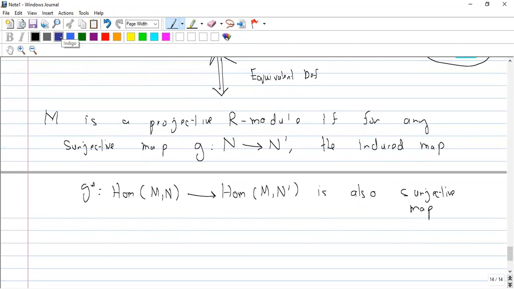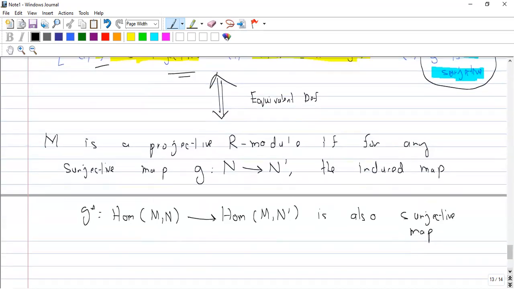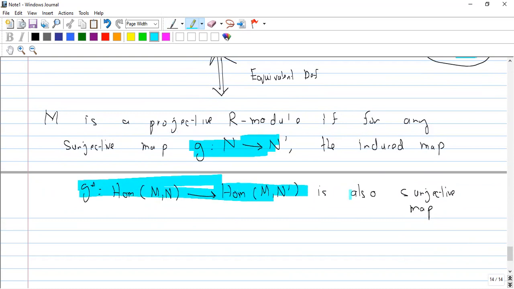Okay, so we have understood this easily, because the definition of a projective module is that M is projective if after applying Hom on any arbitrary short exact sequence, the induced sequence should also be a short exact sequence. But we know that for the induced sequence to be short exact there are 3 conditions. 2 conditions always hold, whether or not the module is projective. These first 2 conditions hold for any R module M. But the third condition, that g star is surjective, holds only for the projective module. So that's why we took this equivalent definition: M is a projective module if for any surjective map the induced map is also a surjective map.